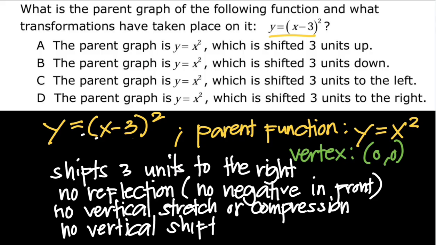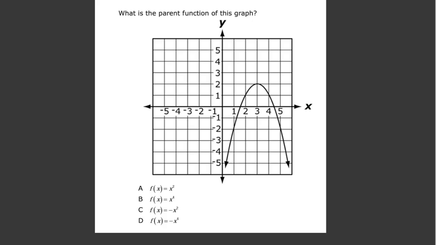So the only transformation that has taken place on this given function is a horizontal shift 3 units to the right. And the parent graph is y equals x squared. So the answer here should be letter D. What is the parent function of this graph? We're given this graph and this is a parabola. So that means the parent function of this is f of x equals x squared. So that would be letter A.